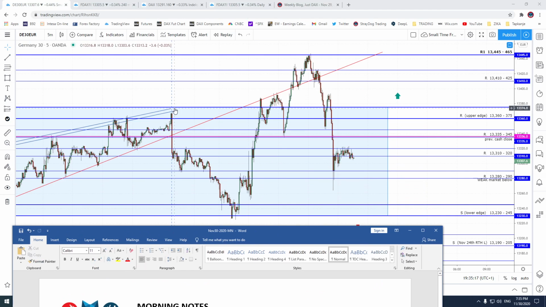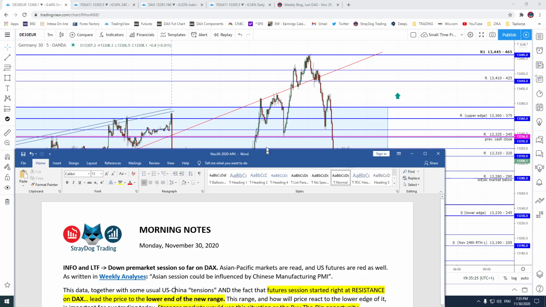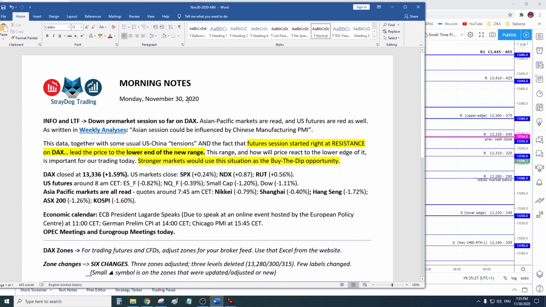Why? Because this was the beginning of the futures session and the futures opened right at resistance. So right at the better resistance zone. Nothing to think there except to hit it with a hammer and place your stop behind the invalidation point. In this case, that means at least 15 to 20 points above the upper part of a zone, if not more. Stronger markets would use this situation as the buy the dip opportunity.